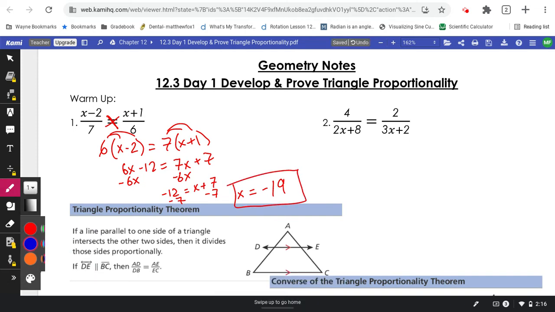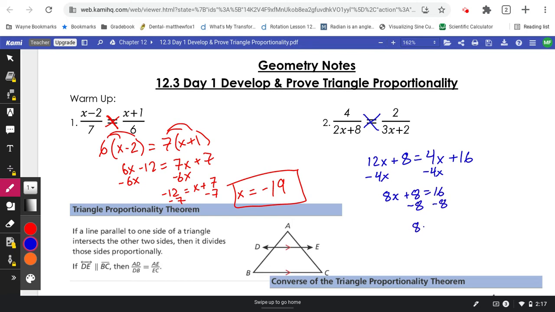Okay, the second one here, same thing. 4 times 3x is 12x, plus 4 times 2 is 8. Then 2 times 2x is 4x, plus 2 times 8 is 16. Subtract that 4x minus the 4x. We get 8x plus 8 equals 16, minus 8, minus 8. 8x would then equal 8. Divide by 8. 8 divided by 8 is 1.